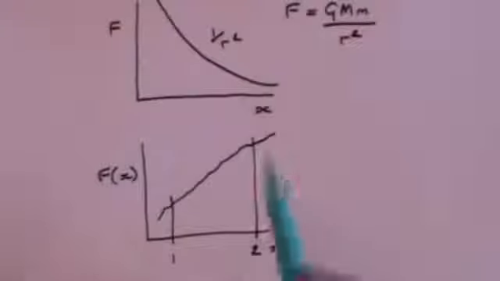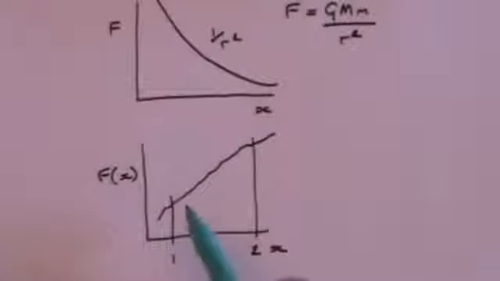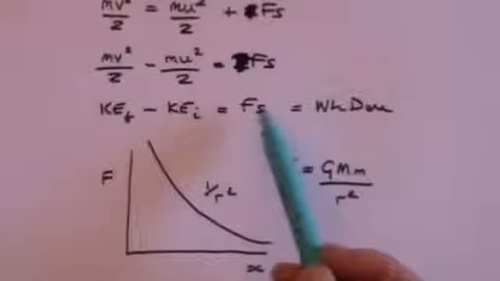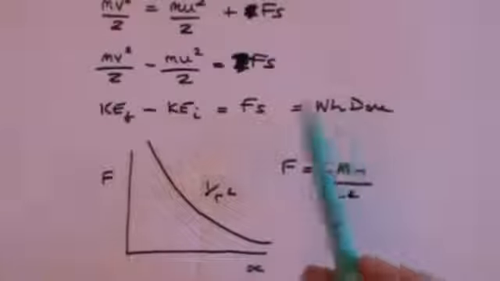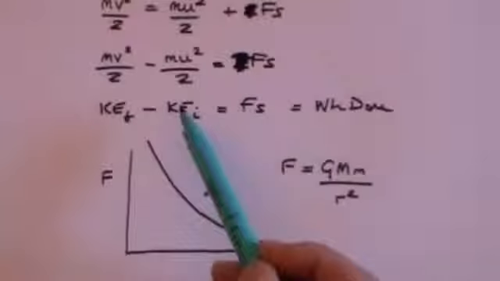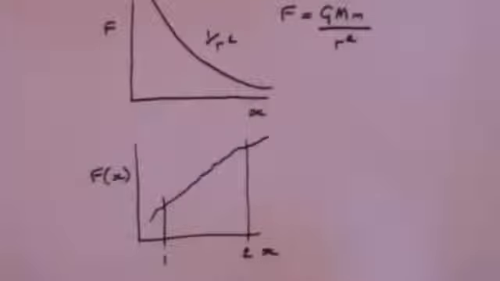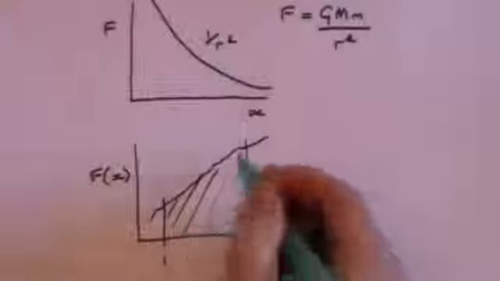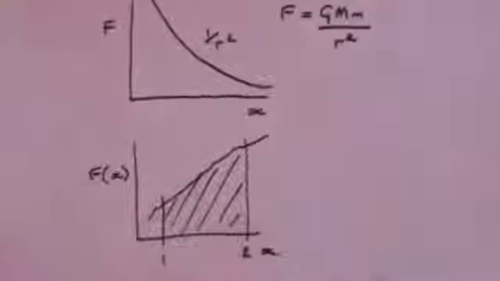What is the work done? What is force times distance as far as this chart is concerned? We're interested because we want to know what force times distance is. That's the work done. It's also the final kinetic energy minus the initial kinetic energy. Well, the work done, force times distance, will simply be the area under this curve.